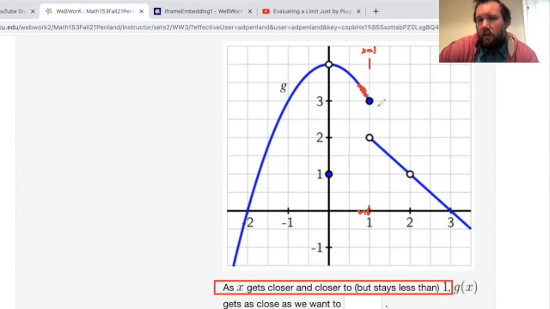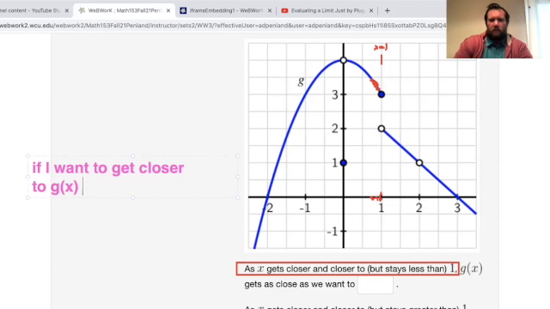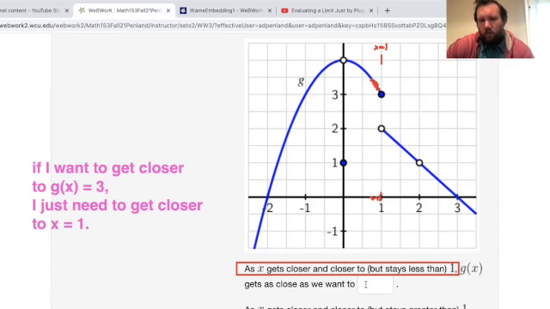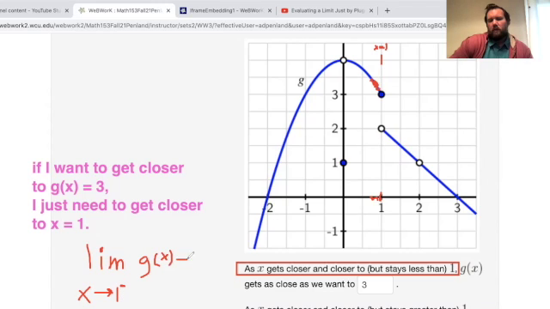Well, I can make g of x as close as I want to 3. If I want to get closer to g of x equals 3, I just need to get closer to x equals 1. So the answer for this first one will be 3. This is exactly the same thing we've seen previously, just in different notation. And this is a verbal description of what it means to say the limit as x approaches 1 from the left of g of x is equal to 3.